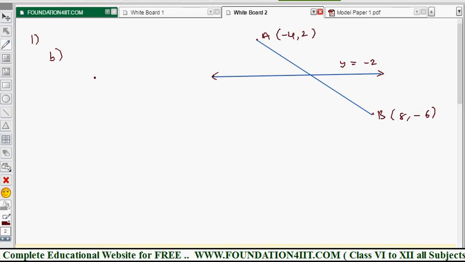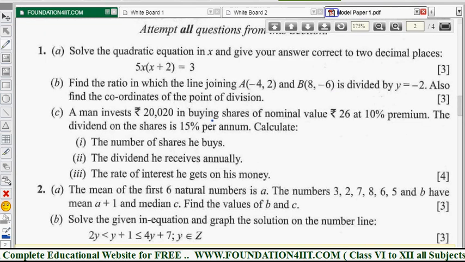So let the ratio be k is to 1. Any questions like this, you can take let the ratio be k is to 1. That means dividing in the k is to 1 ratio. Now when you apply the formula, the point P, where it's joining, the point is divided by y is equal to minus 2. So the y value is minus 2.